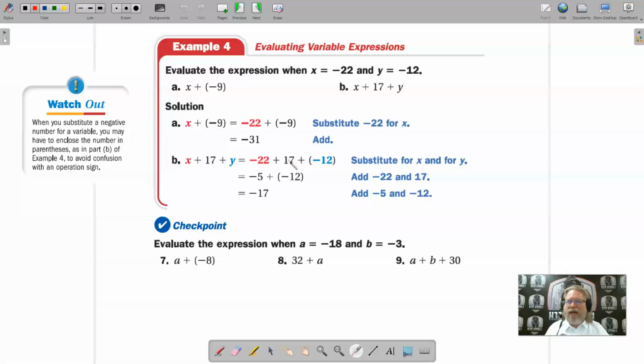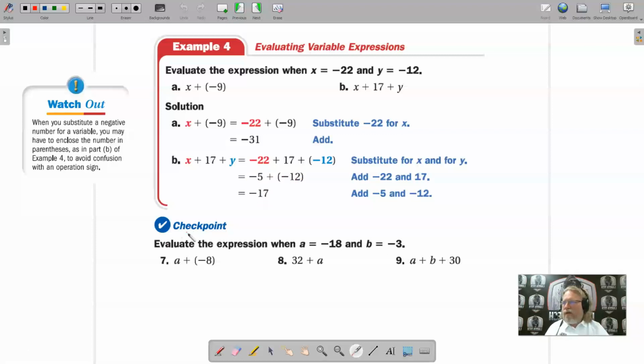They are different signs, so we know we're going to have to do some subtraction. Negative 22 has a greater absolute value than 17, so we're going to subtract 17 from 22 and get 5. The absolute value of negative 22 is greater than the absolute value of 17, so we're going to use the negative sign from the negative 22 for the negative 5. And then we just bring down our negative 12 here. Now we have to deal with the negative 12 and the negative 5. They are both the same sign, so we're going to add them together. 5 plus 12 is 17, and since they're both negative, our answer will be negative as well.